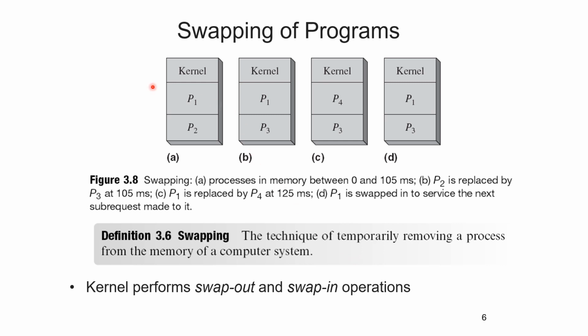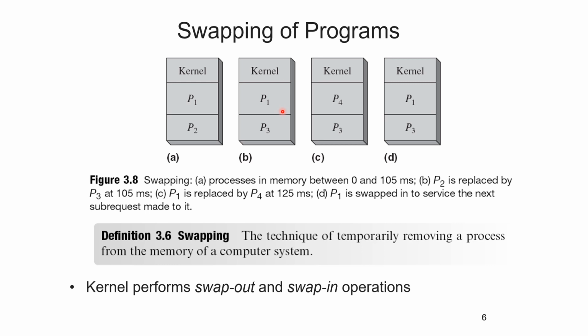Okay. So for example, in the kernel memory I have two programs, P1 and P2. Now I want to schedule P3 at the time T1. At the time T1 I have the two programs P1 and P2. Okay. Now the kernel wants to schedule the P3 program, but there is no space in the memory. So during that time the kernel, the operating system, needs to perform the swapping operation.